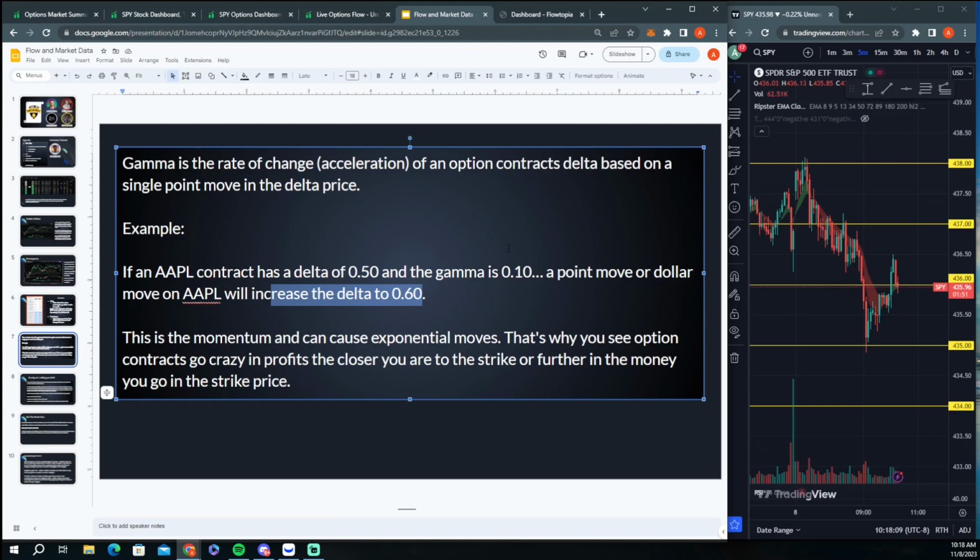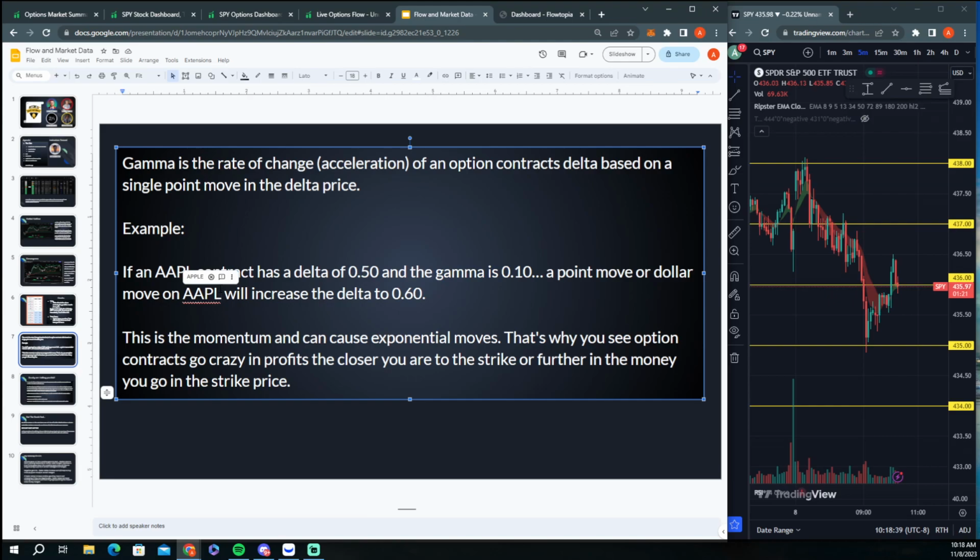It's not, but let's just say Apple is at $100 and it goes up to 101. Theoretically, your contract will go up 50 cents per share, so $50 per contract. So once that goes up, your delta will increase to 0.60. So say Apple goes up another dollar from 101 to 102. You will gain $60 on that contract. So that's gamma. That's what gamma is.